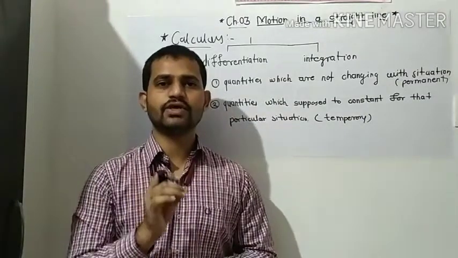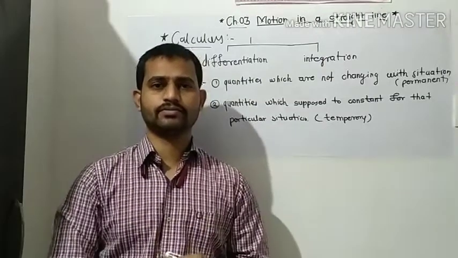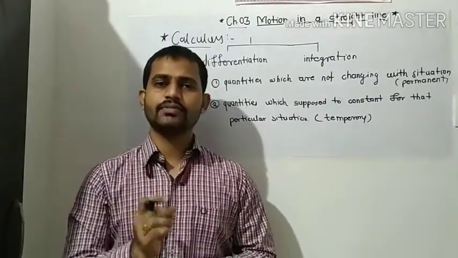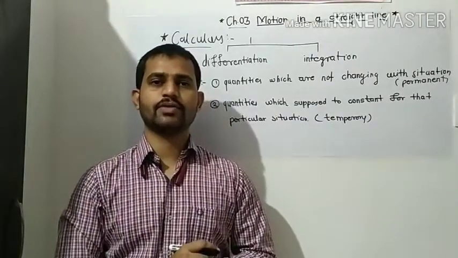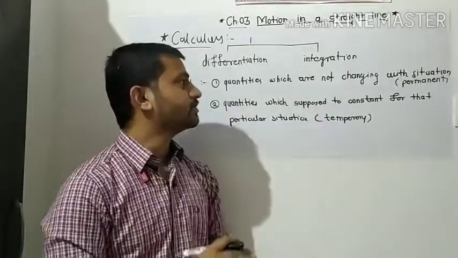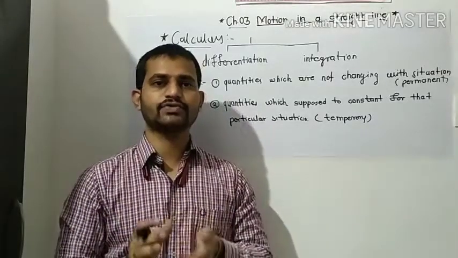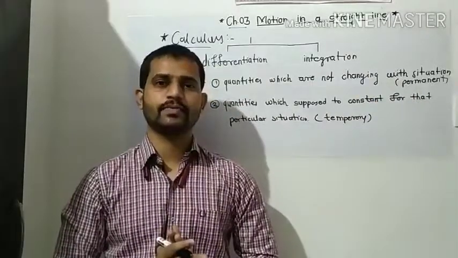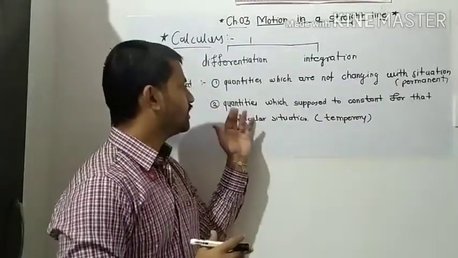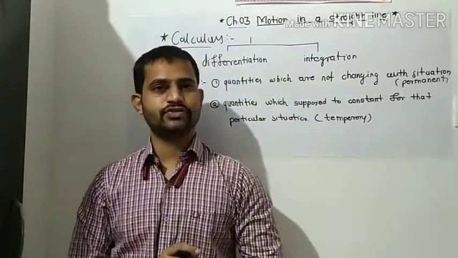This means this is one constant which has a permanent value. So this constant also comes under the first category, that is quantities which are not changing in any situation, and that's why we can also call them permanent constants. Okay, now the second, that is quantities which are supposed to be constant for that particular situation.